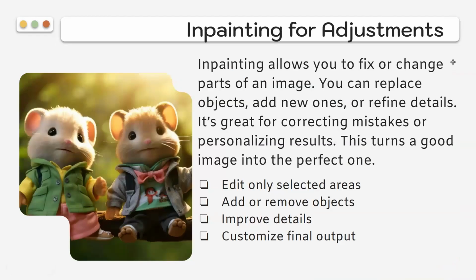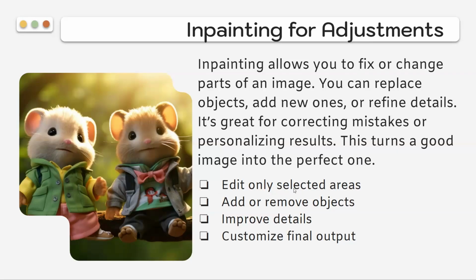So first is inpainting for adjustments. Inpainting allows you to fix or change parts of an image. You could replace objects, add new ones, or refine details. It's great for correcting mistakes or personalizing results. This turns a good image into a perfect one.